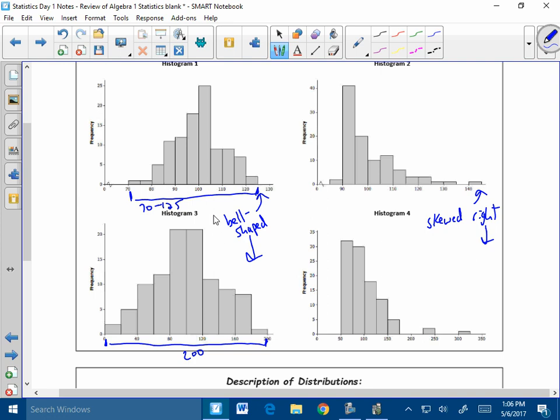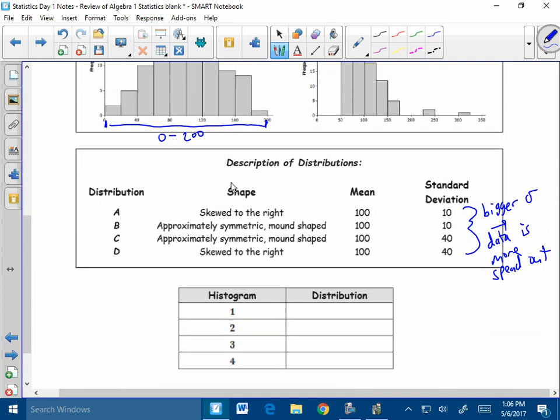Okay, so if you ask which one is more spread out, that would be the one that goes from 0 to 200. So this one should have the larger standard deviation, and this one's going to have a smaller standard deviation. Histogram 1 should be the mound shape with the smaller deviation, which would be B. And then histogram 3 is going to be the mound shape with the larger standard deviation. So 3 goes with C.